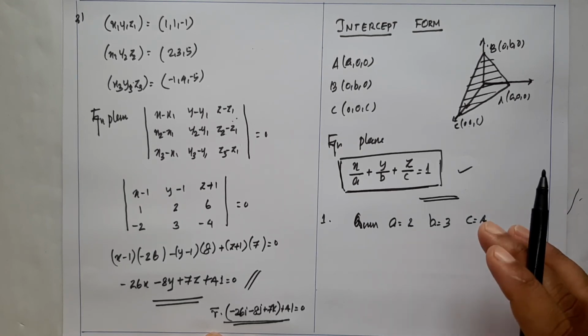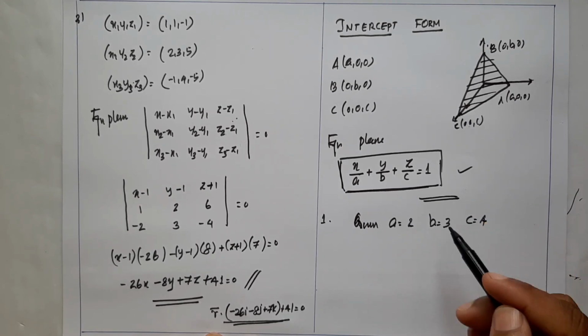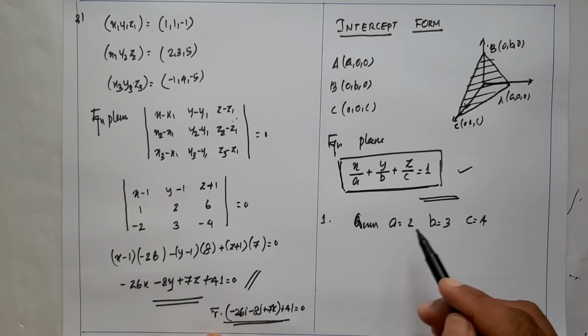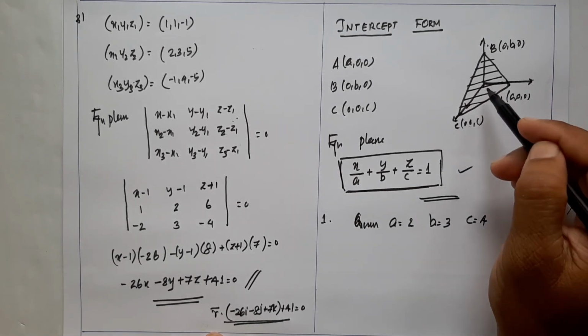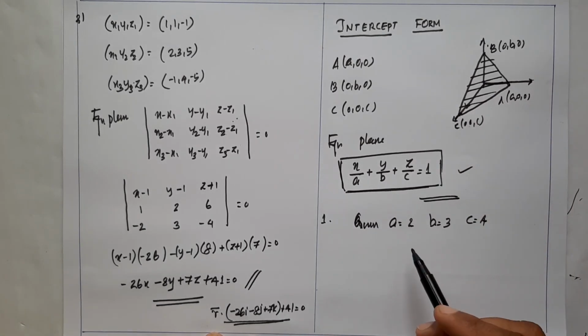This 2D form is already learned in our first year class in straight line. Okay, it's a 3-dimensional form. The distance cut by the x intercept is a equal to 2, the y intercept is b equal to 3 and the z intercept is c equal to 4, which is already given.